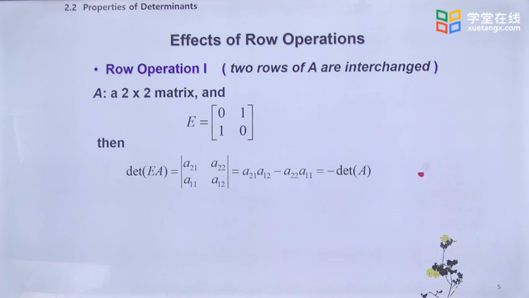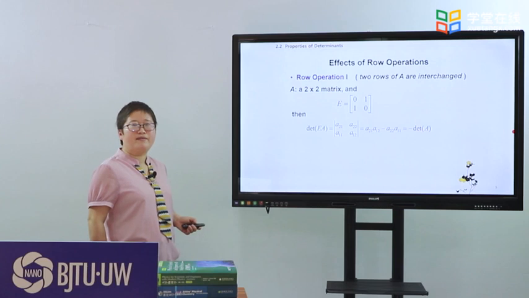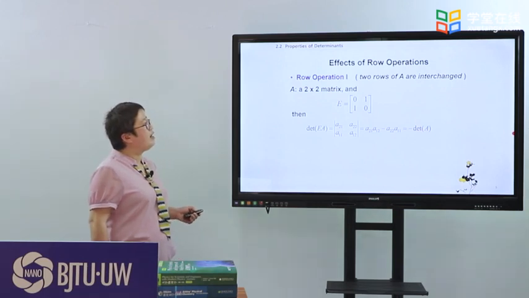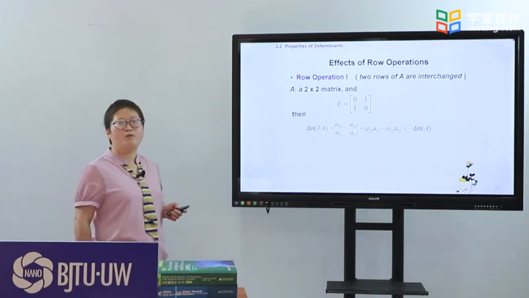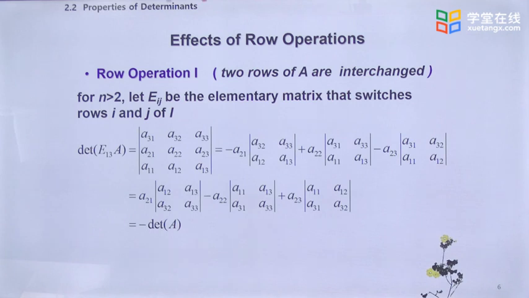So using the definition of the determinant of a 2 by 2 matrix, we can easily get A21 times A12 minus A22 times A11. And this value is the negative of the determinant of A. So if you use row operation 1, its determinant becomes its negative value. Okay, now for n greater than 2, let Eij be the elementary matrix that switches row i and row j of the identity matrix.